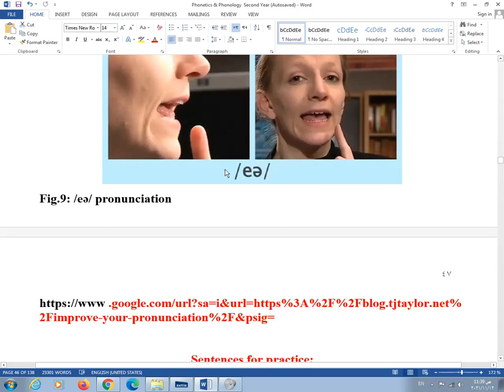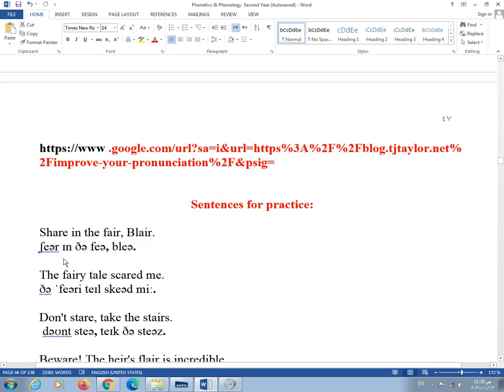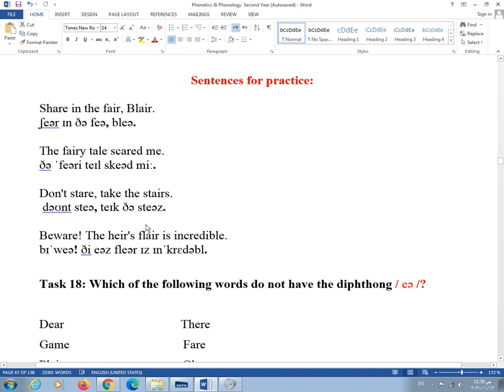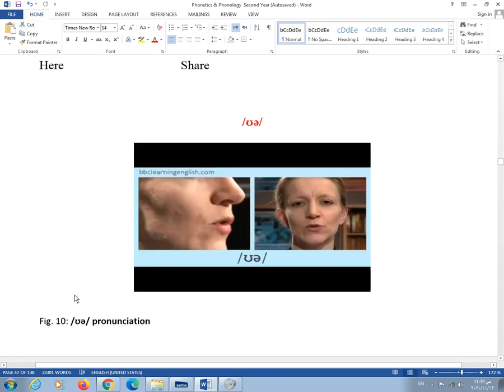Okay, let's see the example. Share in the fair, Blair. The fairy tale scared me. Don't stare, take the stairs. Okay, beware. The head's flare is incredible. Okay, the last one is "or". Say "or".